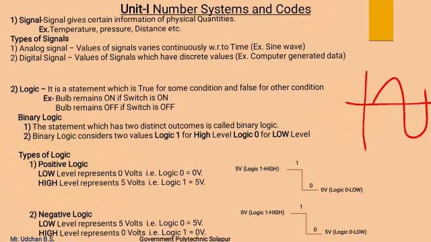The statement which has two distinct outcomes is called a binary logic, which considers two logic values, that is logic 1 for high level, logic 0 for low level. There are two types of logics, that is positive logic and negative logic. The low level is represented by 0 volt in case of positive logic, and high level is represented by 5 volts. In negative logic, low level is represented by 5 volts and high level is represented by 0 volt.